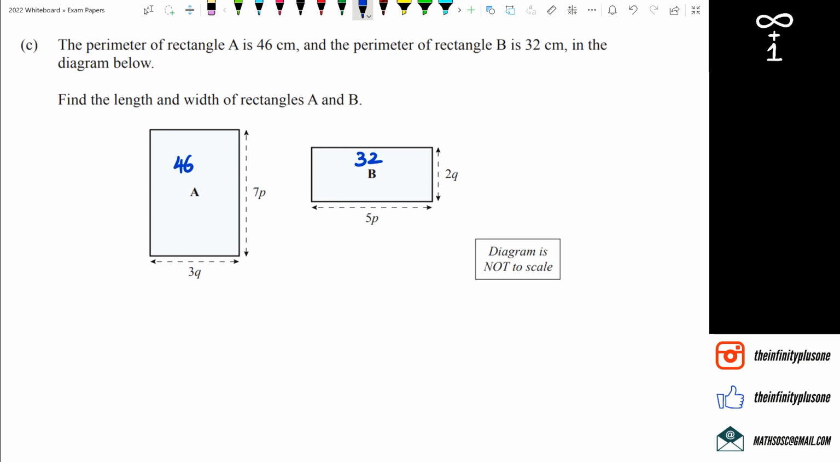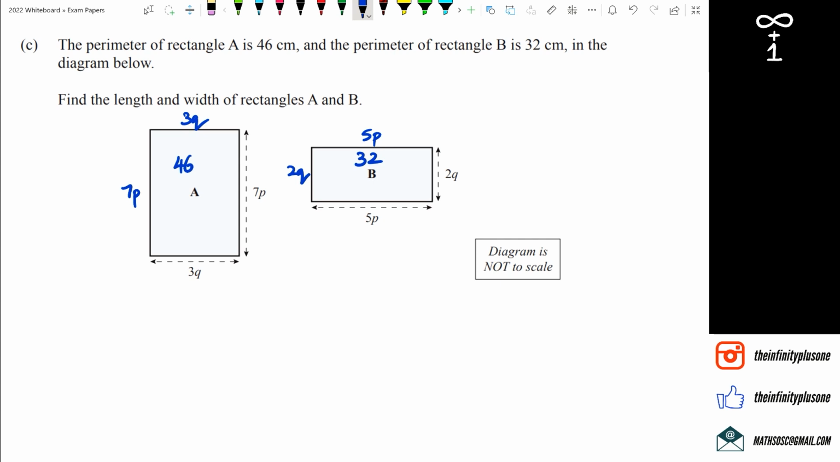simultaneous equations. Because to find a perimeter, you remember we've got to add all the sides together. So we've actually got 7p there. We've got 3q there. You've got 2q here and 5p there. So you could have actually done half of it. It doesn't really matter. So let's do it this way.